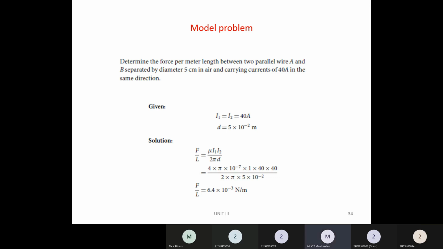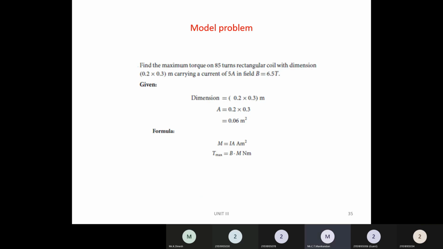So force per length equals mu I1 I2 divided by 2 pi d. So mu is 4 pi into 10 power minus 7, both having the same currents of 40 amperes. So 40 into 40 divided by 2 pi into the distance 5 centimeter, that is 5 into 10 power minus 2. If you substitute, you will be getting the force per length.